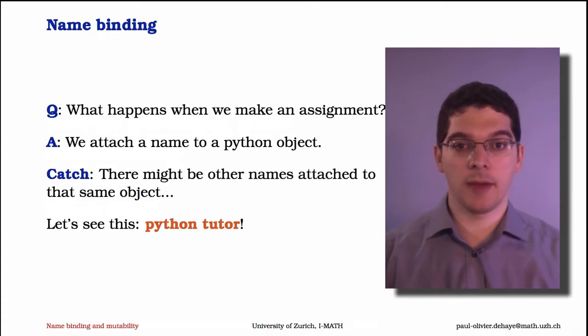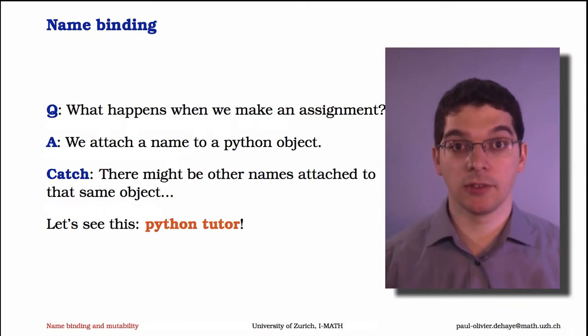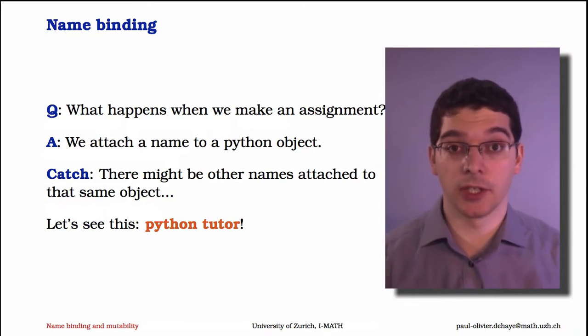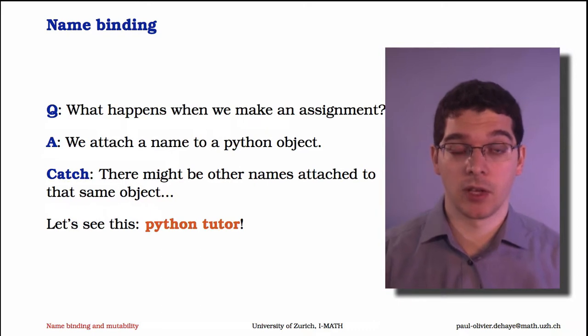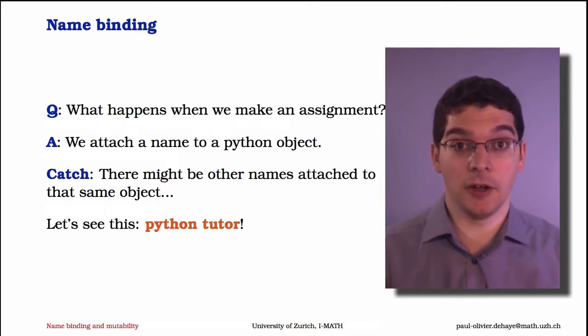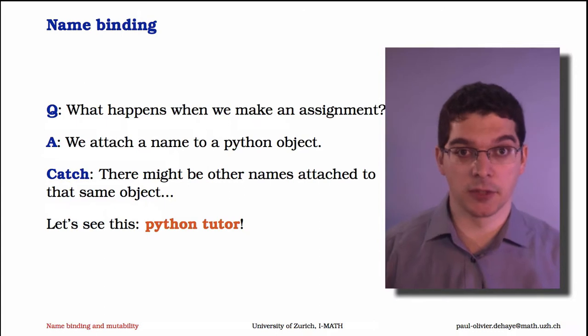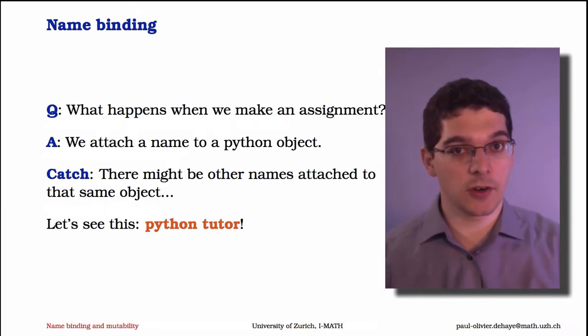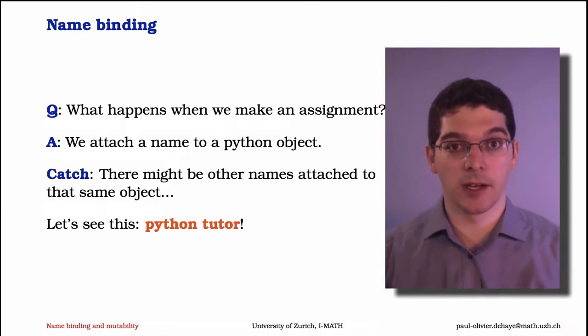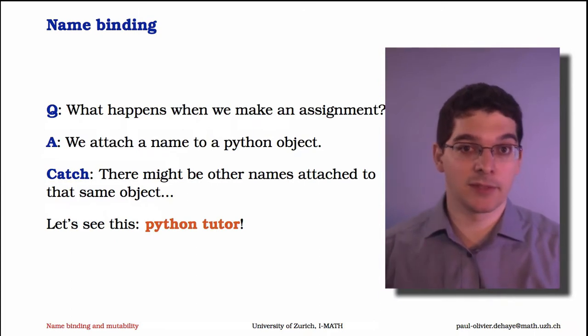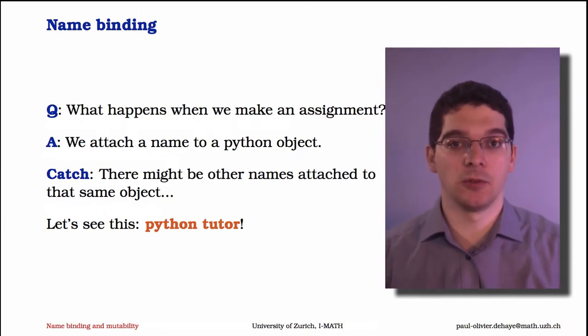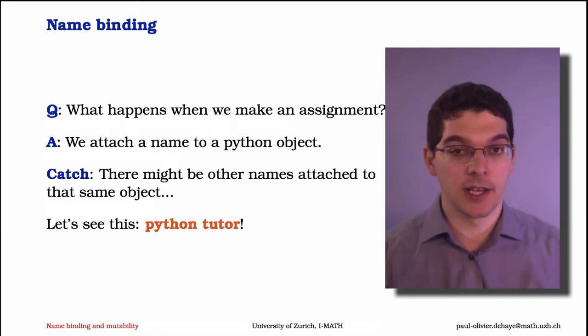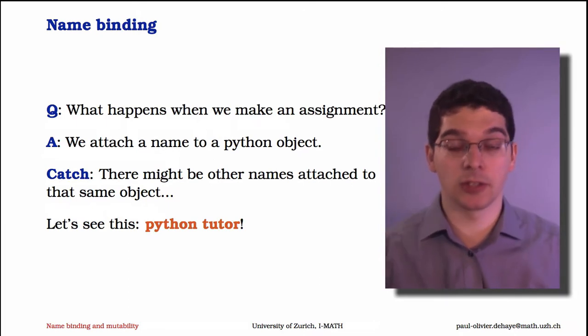Okay, so what happens when we make an assignment? Well, the answer is that we attach a name to a particular object, a Python object in memory. That's all fine, but there might be other names that are already attached to the same object. This can lead to confusion because you will have two names referring to the same object. And you can start asking yourself, what happens when I access that object via one of the two names and modify it? Is the object that I'm referring to by the other name also modified?